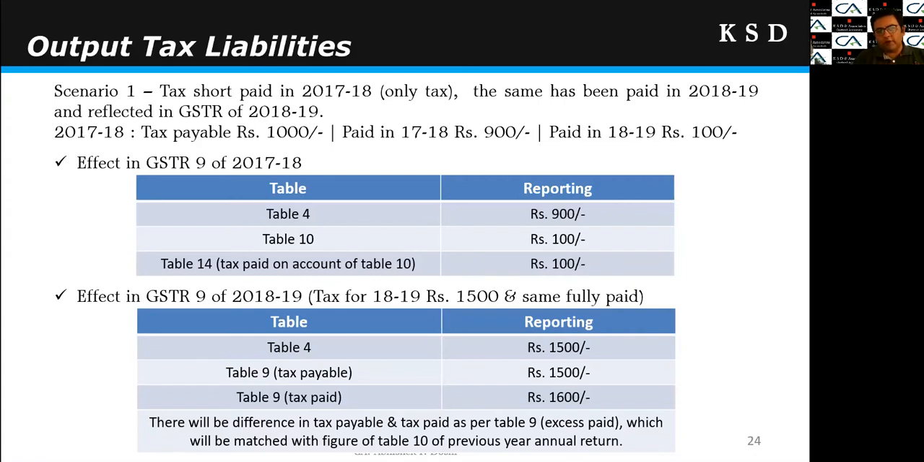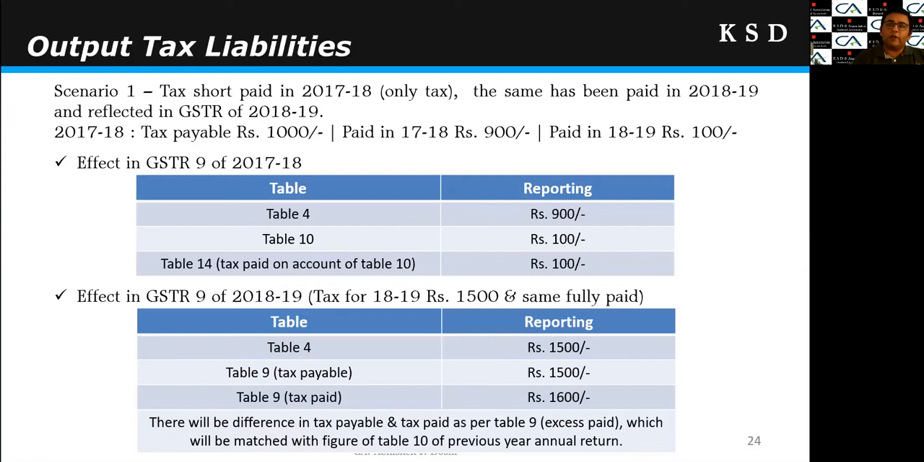I have given that in 17-18 tax payable was rupees 1000, paid and reflected in 3B of 17-18 was 900 rupees, and 100 rupees I have paid and reflected in the 18-19 GSTR 3B. So what will I do? First of all, what would we have done in the GSTR 9 of 17-18, right? In 17-18, we would have reflected in table 4 a tax liability of rupees 900, right? The actual liability was 1000, but we have discharged the 100 rupees in the next year. So in table 4, we will reflect 900. Then in table 10, we will reflect 100, which is paid in the next year.